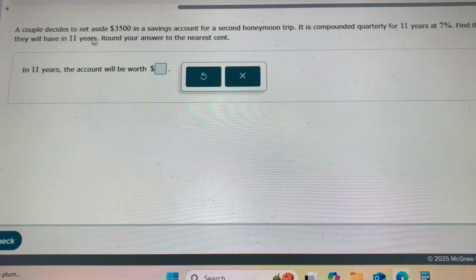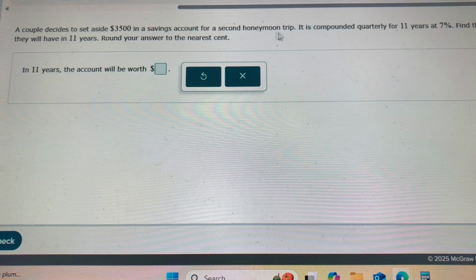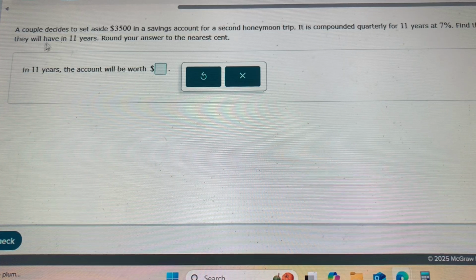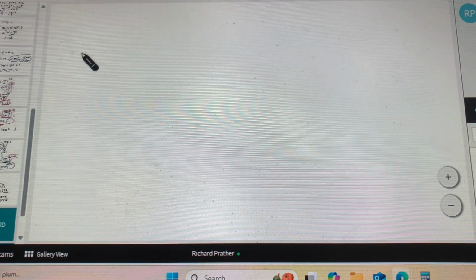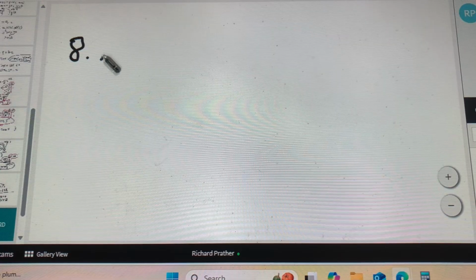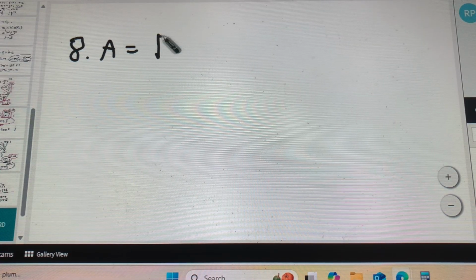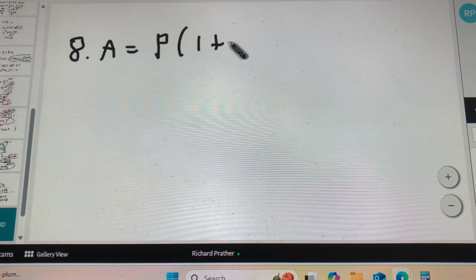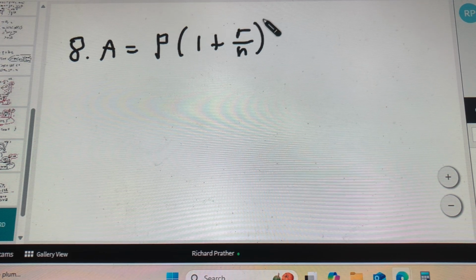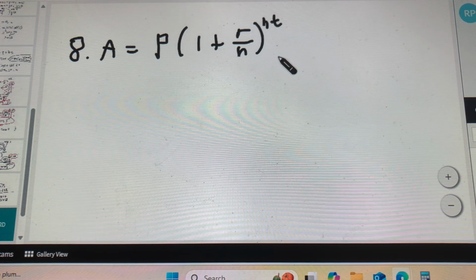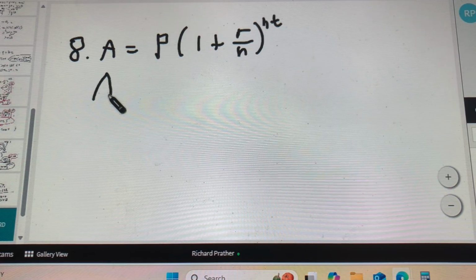Okay, a couple decides to set aside $3,500 in a savings account for a second honeymoon trip. It's compounded quarterly for 11 years, 7%. How much will they have in 11 years? So in other words, what's their future value? This is just interpreting a word problem where you're just doing the future value formula that this section's about. It's the same as the first couple of problems, like 3 through 6, except you have to decide which formula you're using.